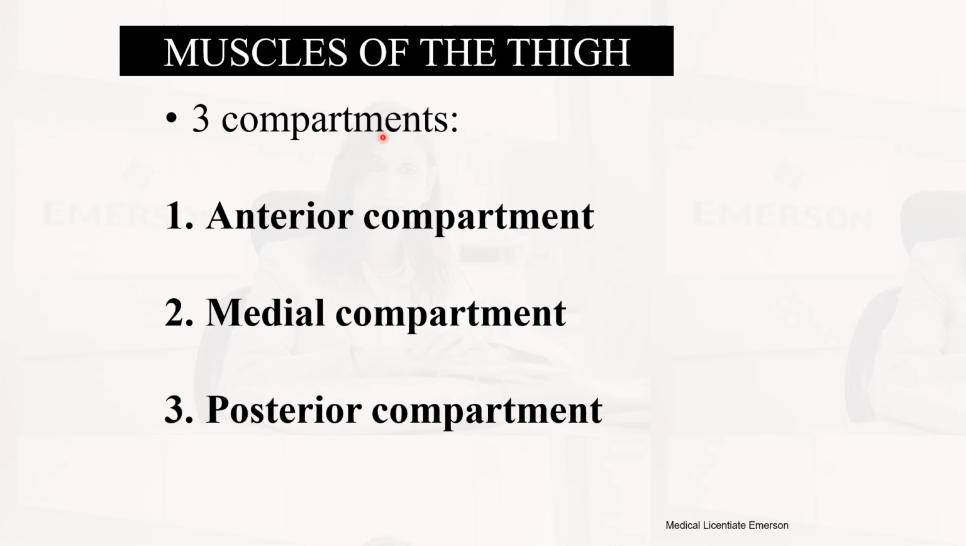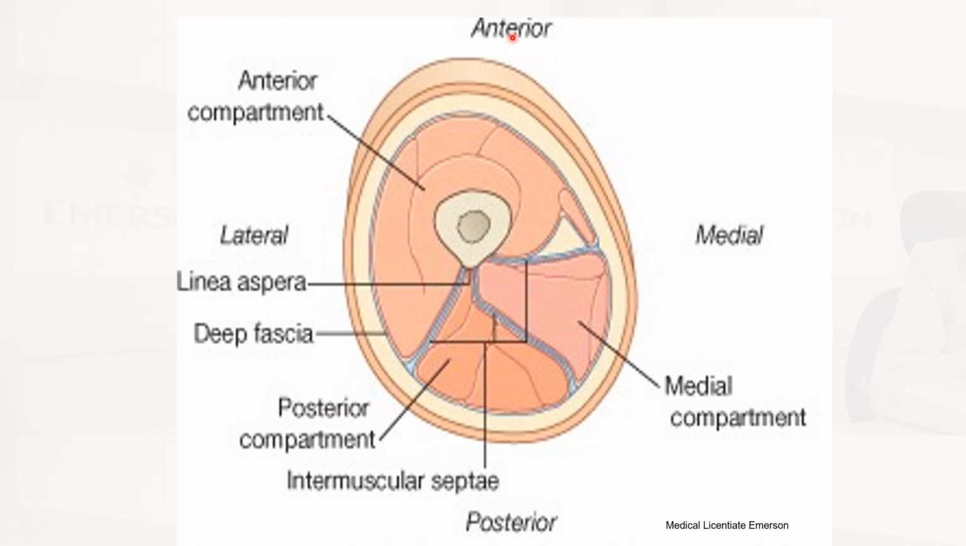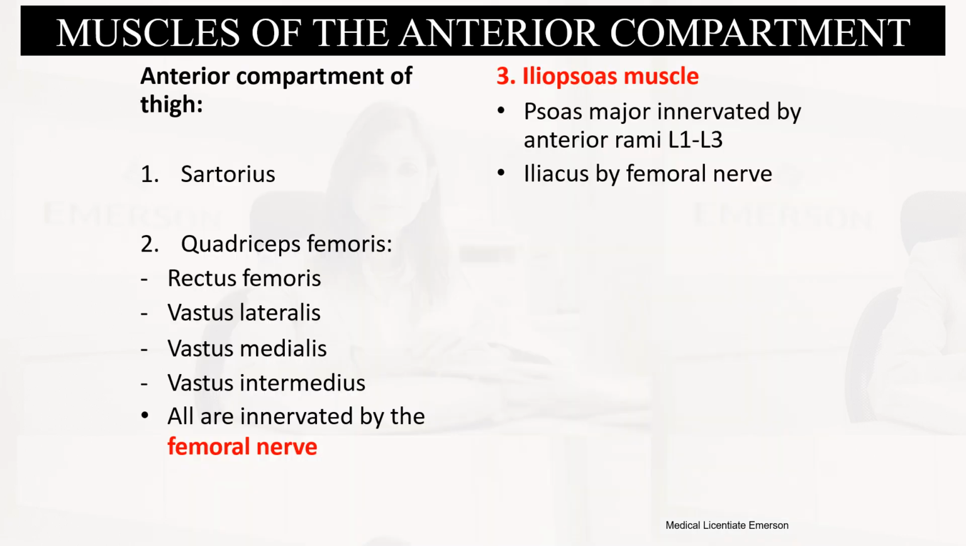Then you have muscles of the thigh. Muscles of the thigh, you have three compartments: the anterior compartment, the middle compartment, and the posterior compartment. So this is the posterior compartment, middle compartment, and the other is the anterior compartment.